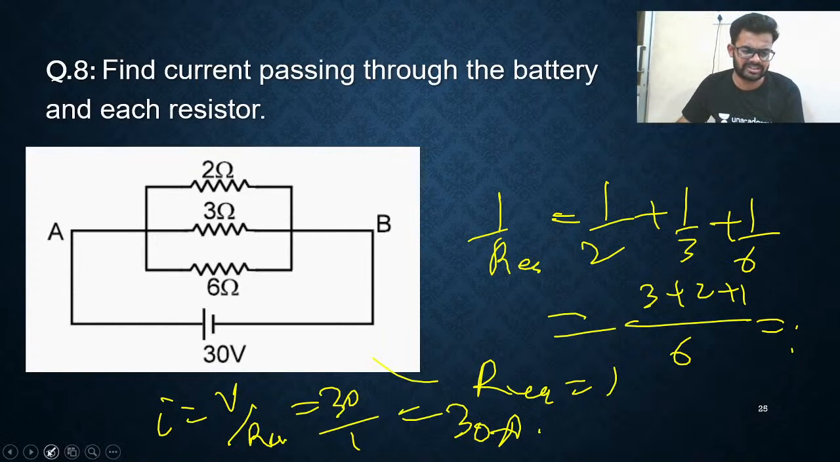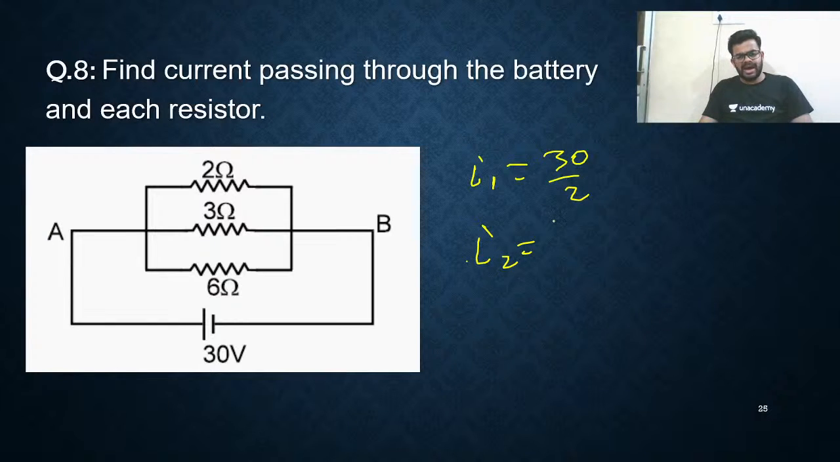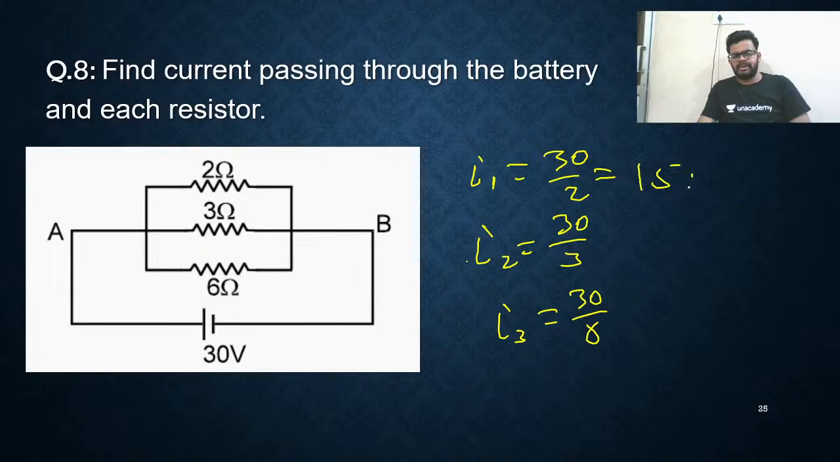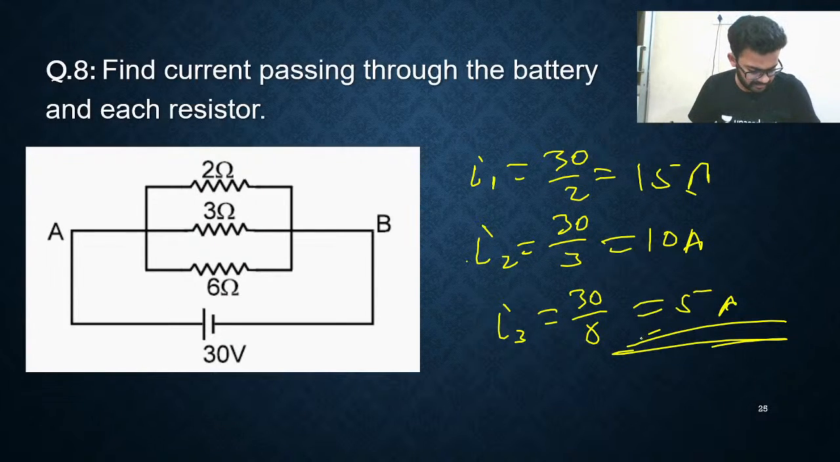Now the current through each resistance. What will that be? If the first one has I1, I1 is V upon R1, means 30 divided by 2. I2 will be V divided by R2, means 30 divided by 3. For R3, you will say 30 divided by 6. So directly you are getting 15 ampere, 10 ampere and 5 ampere. That's all. So these are the answers. The sum of all of these is 30 only. Very good. Very nice. Let's move ahead.